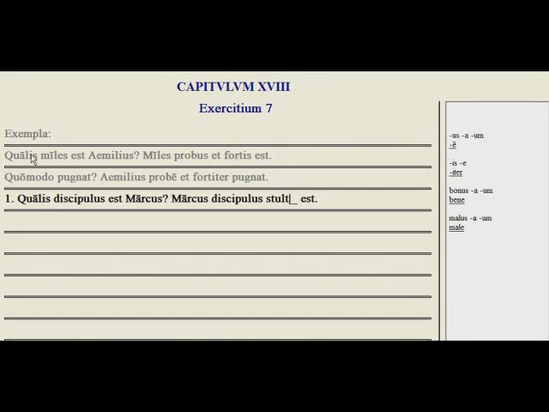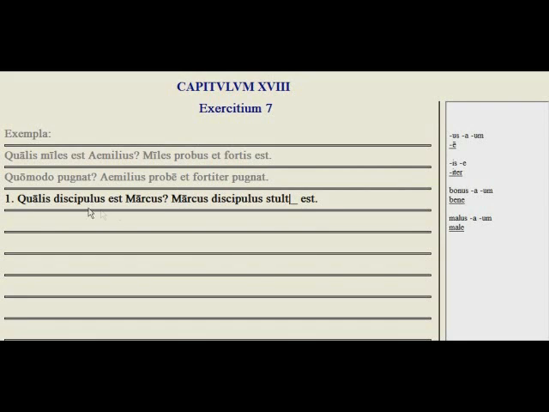Look at the examples. What sort of soldier is Aemilius? He is a good and brave soldier. Good and brave. How does he fight? Quomodo pugnat. Aemilius fights, and here are the adverbial forms. He fights well and bravely. Okay, so let's give this a try ourselves.